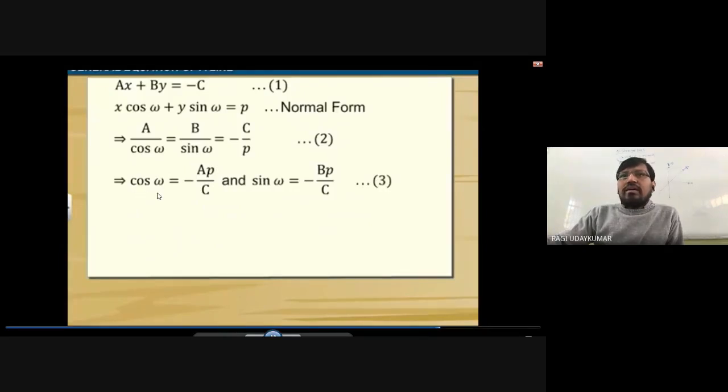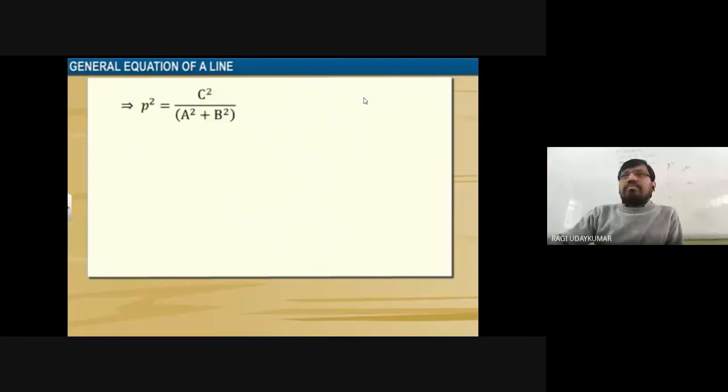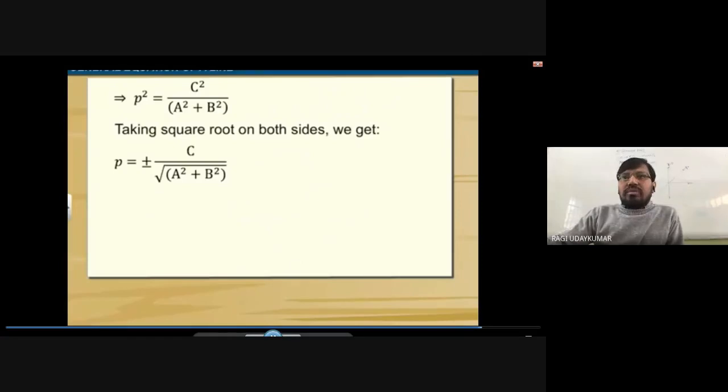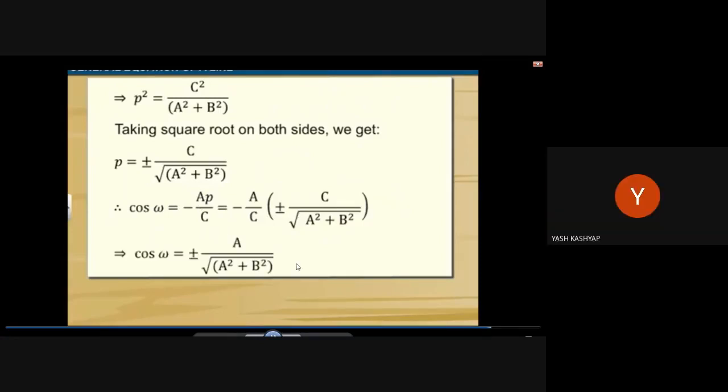Okay. So now here you can find the cos omega by using p. Already you know that sin square omega plus cos square omega is equal to 1. So minus bp by c whole square plus minus ap by c whole square is equal to 1. On simplifying this, you are going to get p square in the brackets, a square plus b square by c square is equal to 1. Or you can write it as p square as c square by a square plus b square. So taking the square root on both sides, we get the p value. So p value you can obtain like this, plus or minus.